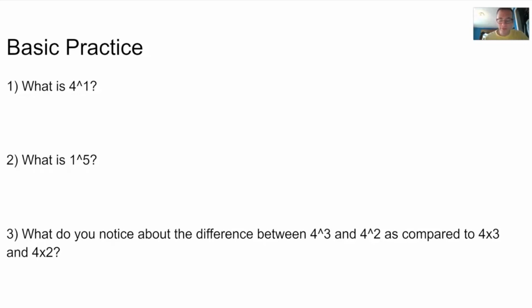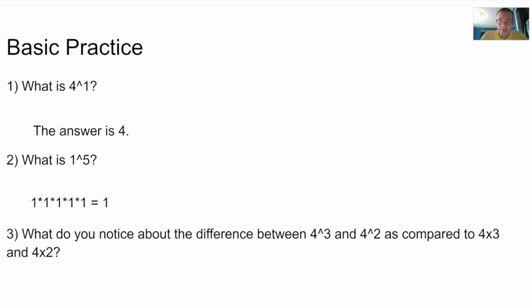Number 1, what is 4 to the first? The answer is 4. We're taking 4 and we're multiplying 4 to itself 1 time. So 4 to itself is 4, the end. Number 2, what is 1 to the fifth? Well, that's 1 times 1 times 1 times 1 times 1. The answer is 1. Number 3, what do you notice about the difference between 4 to the third and 4 to the second as compared to 4 times 3 and 4 times 2? Well, the difference is in how many times we're multiplying something.